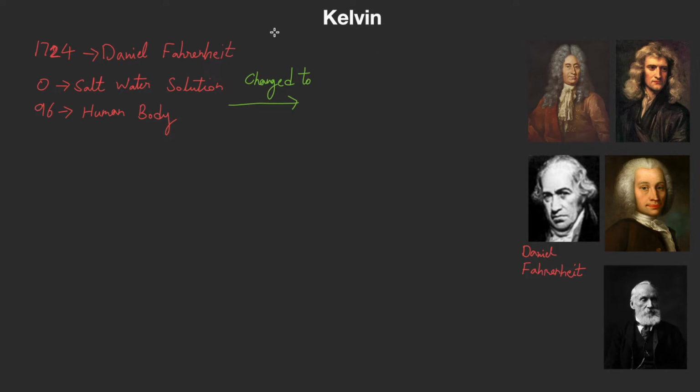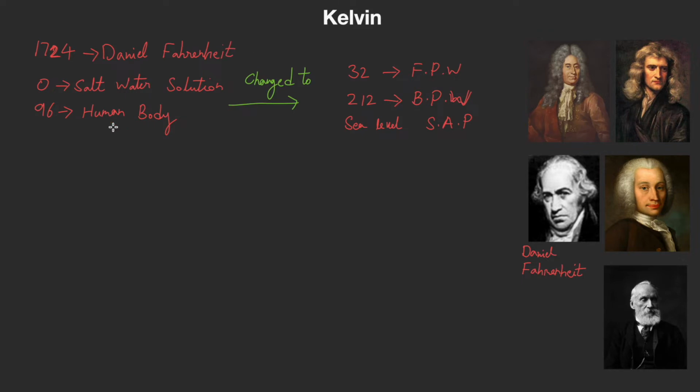They were changed to 32 degrees Fahrenheit for the freezing point of water and 212 degrees Fahrenheit for the boiling point of water, at sea level and standard atmospheric pressure. So his scale was more refined than that of Rømer. And why? Because it contained 4 times more degrees than his scale.